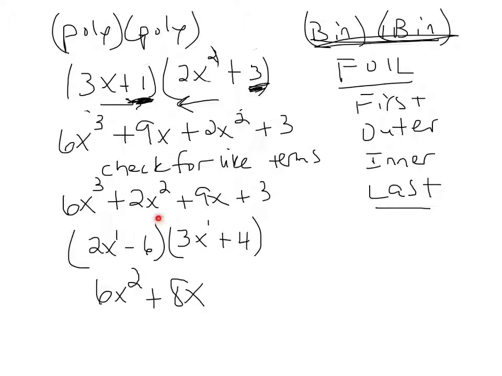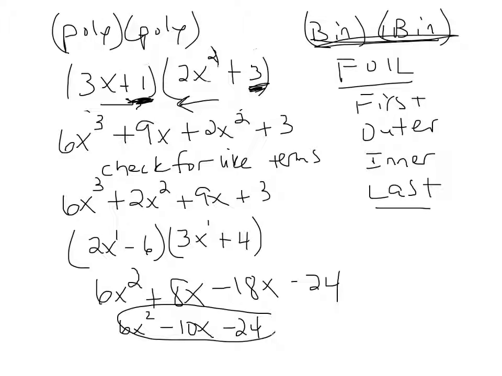Inner times inner is right here. Negative 6 times 3x is negative 18x. And then last times last is here. Negative 6 times 4 is negative 24. Let's check for like terms, and we see some this time. 6x squared, and then plus 8 minus 18 is negative 10, and then minus 24. And then the last thing we're doing, it's still polynomial times polynomial, but it's no longer the special case.